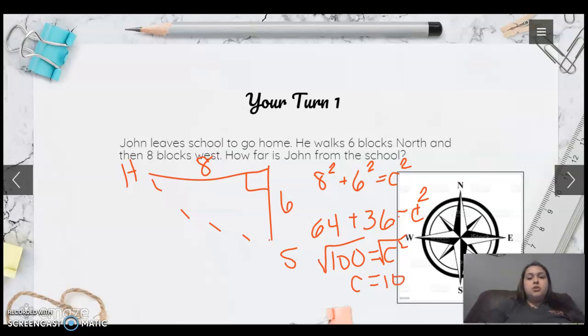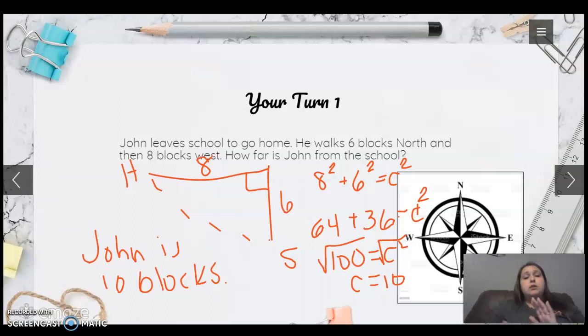So how far is John from school? John is actually 10 blocks from school. If he were to travel just from school to his home, he is 10 blocks from home.